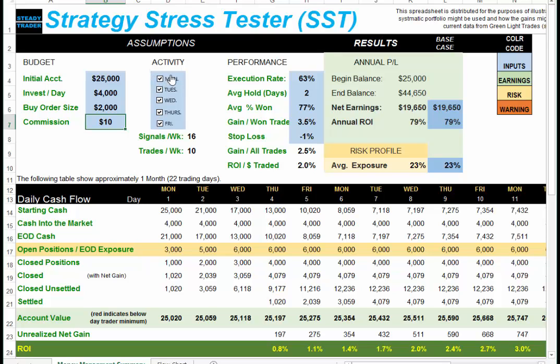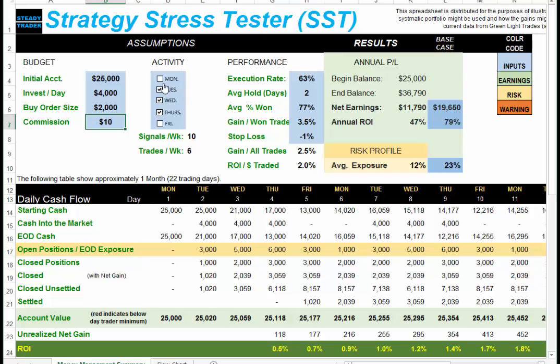Your activity level, whether you're trading every day of the week. Maybe you don't like Fridays. You see how the model adjusts immediately. You don't like Mondays either. You only want to trade in the middle of the week. The model adjusts instantly, as you can see.